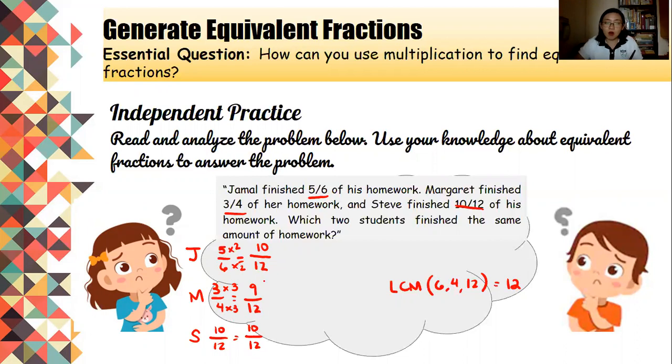Now that we have all the fractions in their equivalent fraction form, identify who are the two students that have the same amount of homework done. The correct answer is Jamal and Steve. This is the solution for our problem now.